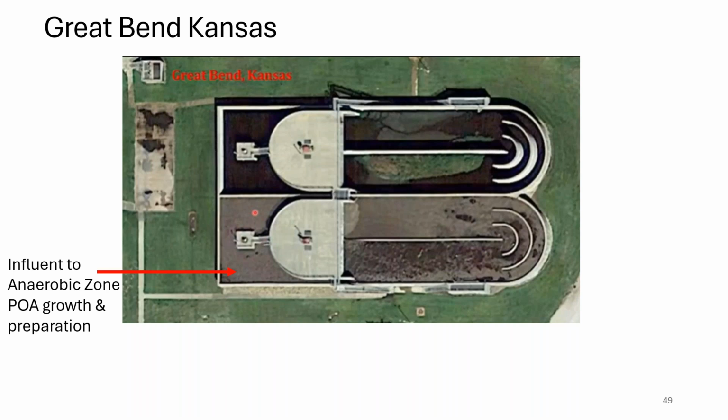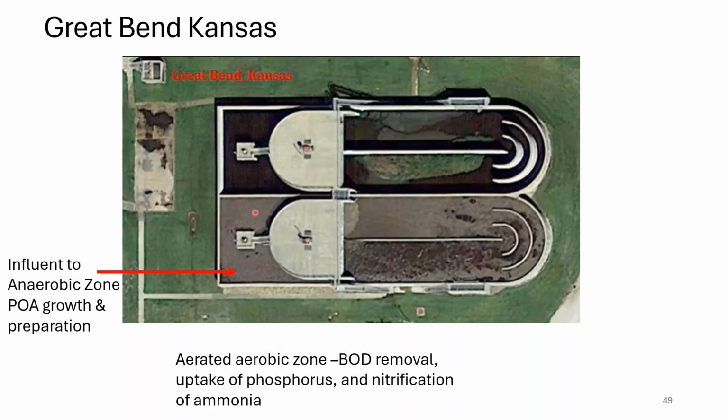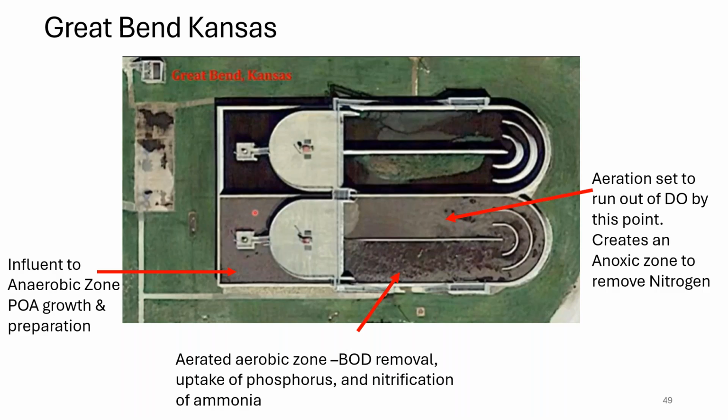They created an anaerobic zone where the waste would come in, and then they had an aerated aerobic zone, and the aeration was set to run out of DO at a certain point to create an anoxic zone for denitrification to occur. And in that anoxic zone, the only source of oxygen was nitrate.